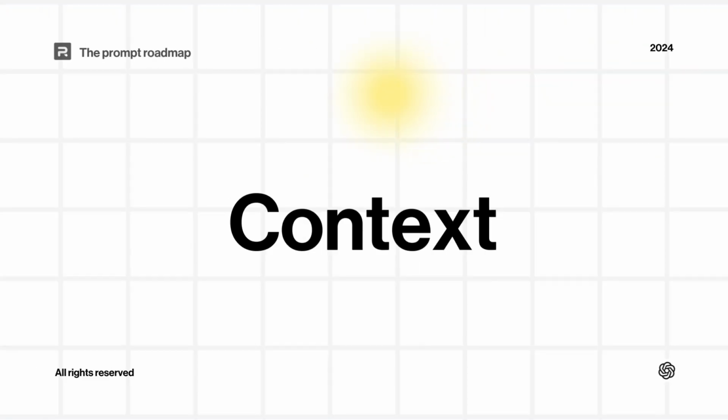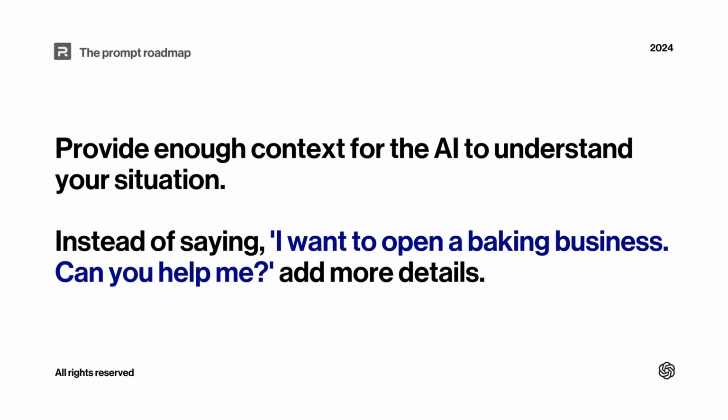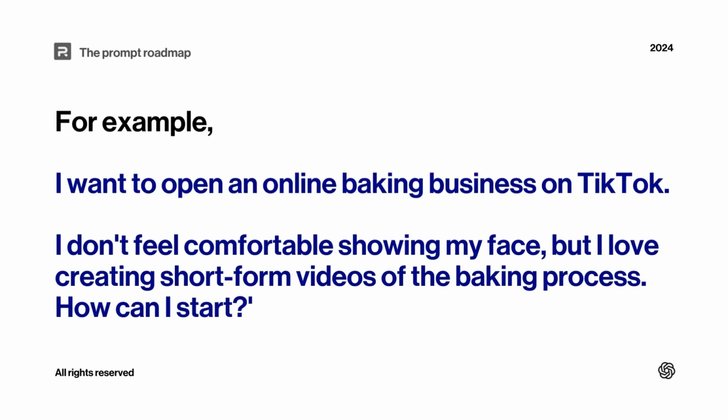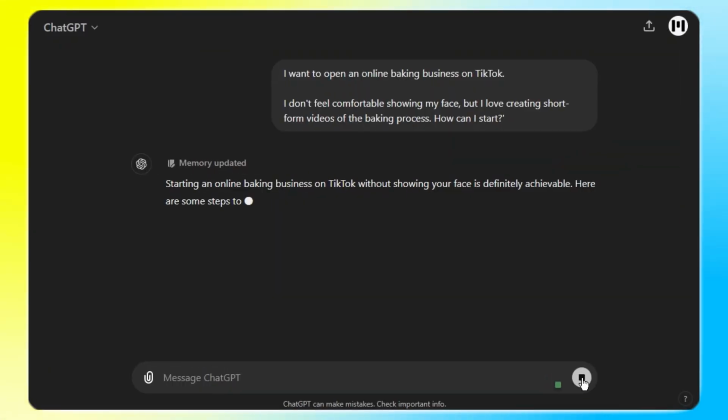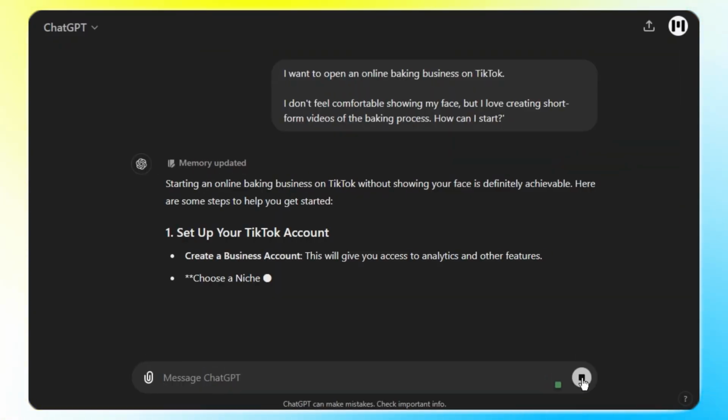Number 3, context, meaning provide enough context for the AI to understand your situation. Instead of saying "I want to open a baking business, can you help me?" you should add more details. For example, you could say "I want to open an online baking business on TikTok. I don't feel comfortable showing my face, but I love creating short form videos of the baking process. How can I start?" Now, this helps the AI give you better advice.